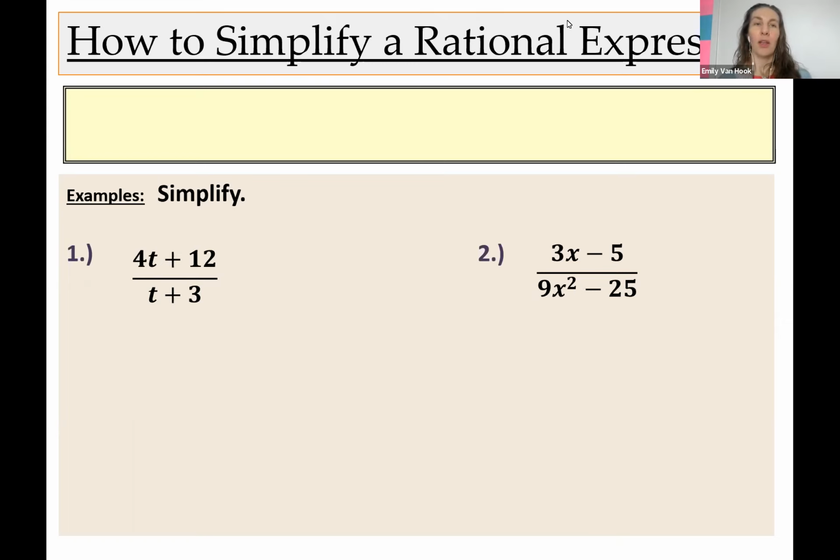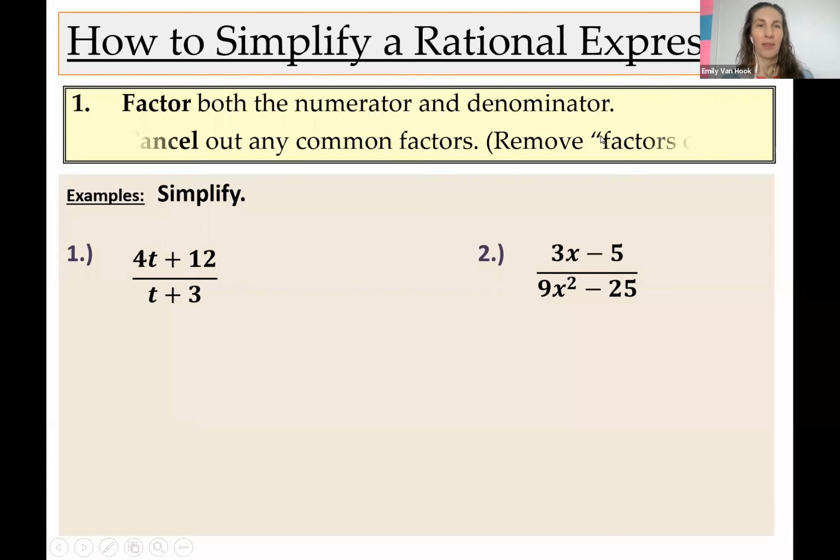For example, if there's an x plus 4 and an x plus 4 in the numerator and denominator, you get to cross those out because anything divided by itself equals 1. So we're factoring the numerator, factoring the denominator, and then canceling out common factors. All right, so there you go. Let's give these a try.